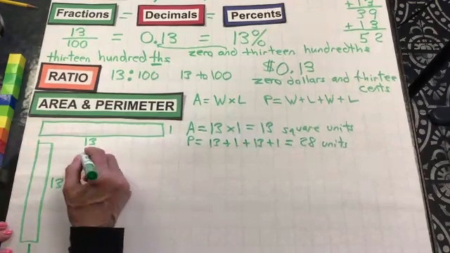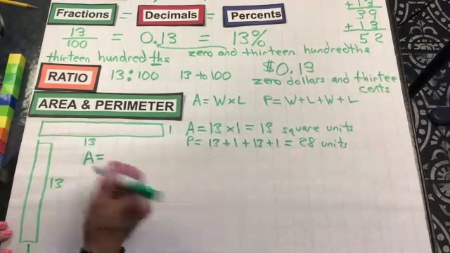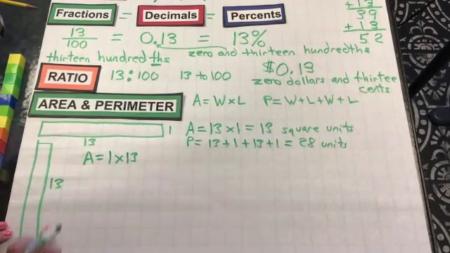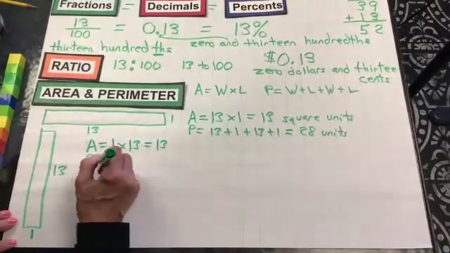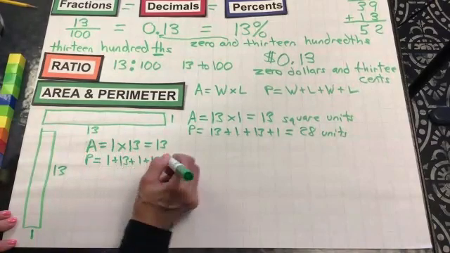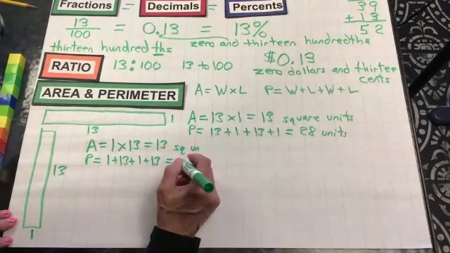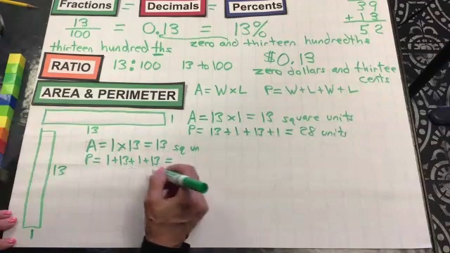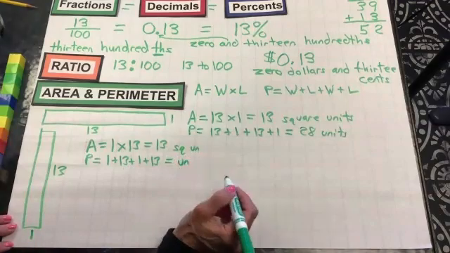Right, we go here for this one. It's almost the same, except we've juxtaposed the numbers. So it's 1 times 13. So it's 1 across and 13 up, which equals 13. And the perimeter equals 1 plus 13 plus 1 plus 13. And it just reiterates that it doesn't matter the order of the numbers when you multiply, you get the same answer. Doesn't matter the order of the addition numbers, it always is the same.